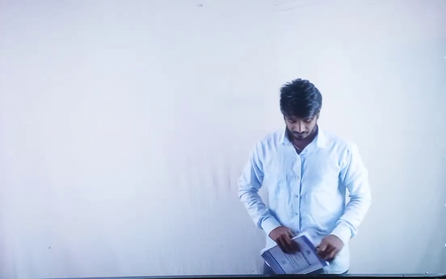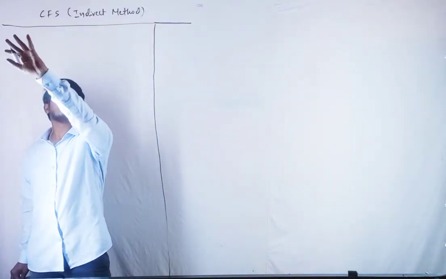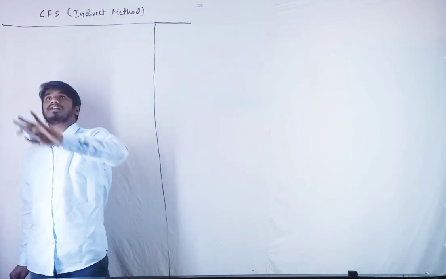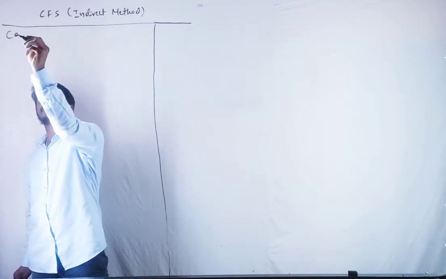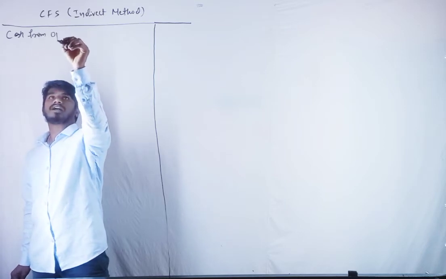So let us start the solution. Indirect method. From where will we start? Let me open the cap. Okay. Cash flow statement, indirect method. Cash from operating activity.